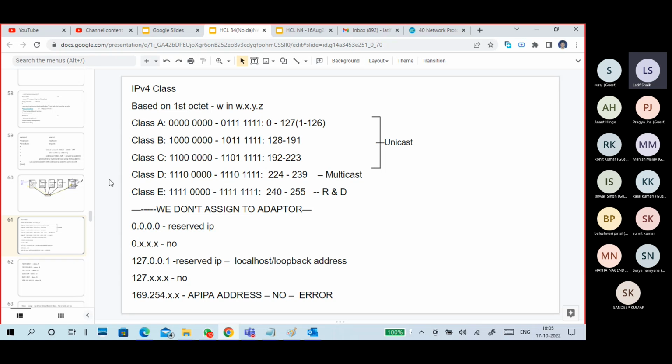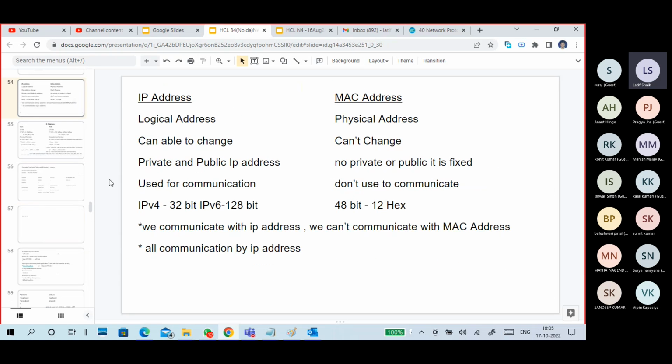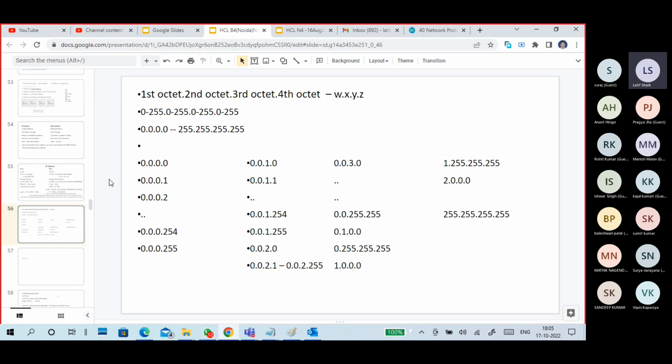Your IPv4. So actually IPv4, we can see from 0.0.0.0 to 255.255.255.255. Totally 4 octets. Start with 0.0.0.0, then 0.0.0.1, 2, 3, 4 like that, and finally we reach 255.255.255.255. This is the total range of approximately 4.3 billion IP addresses.